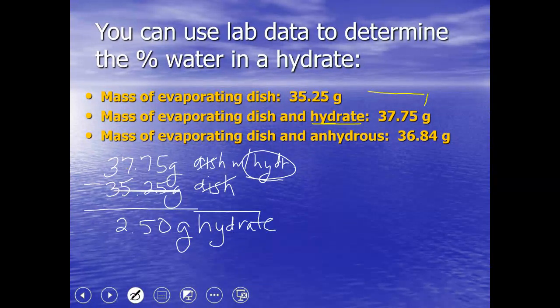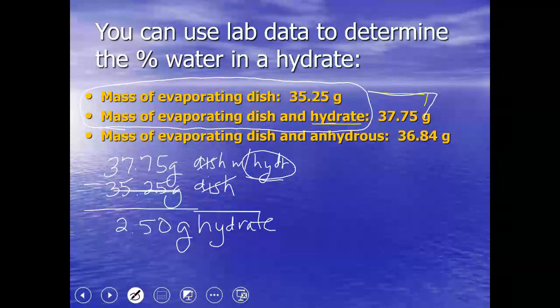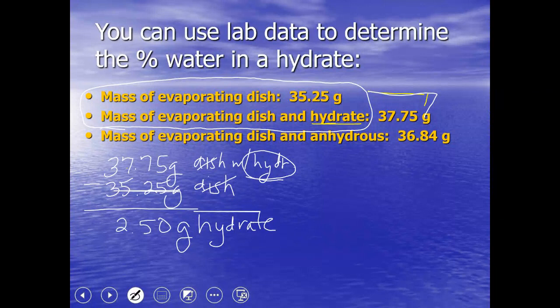So this number right here, when you subtract these first two, you got to look at what they are. They may not be the first two things in your data chart. You better read the descriptions. But when you take the difference between the dish and the dish with the hydrate, you can figure out how many grams of hydrate you're starting with.